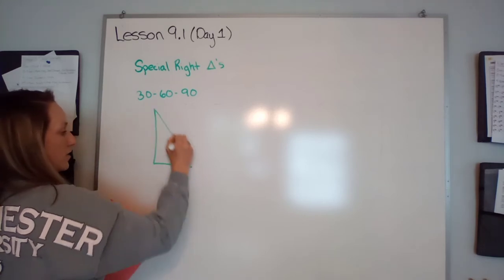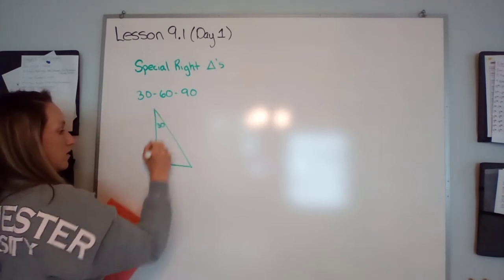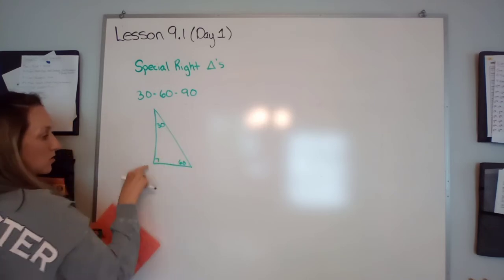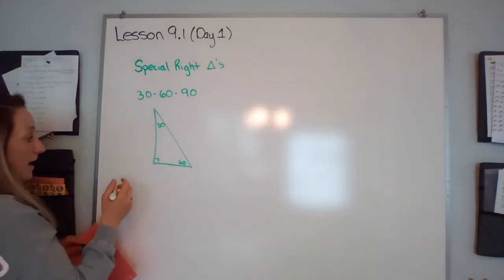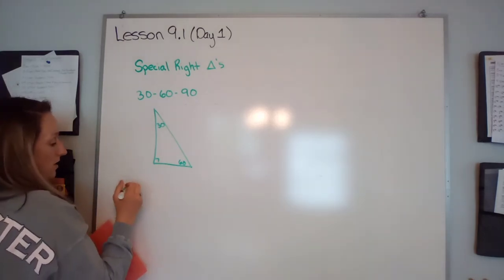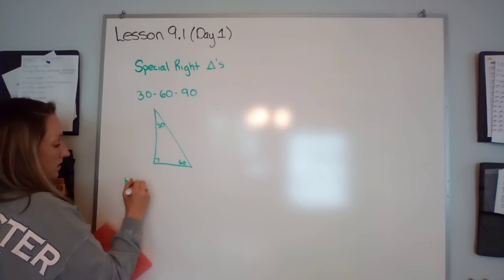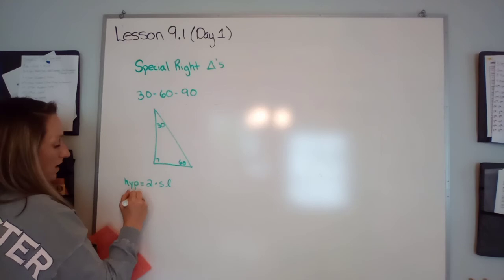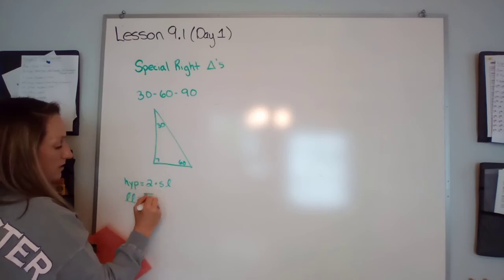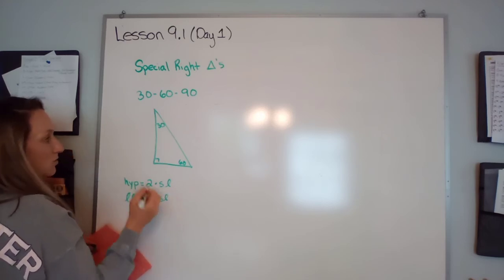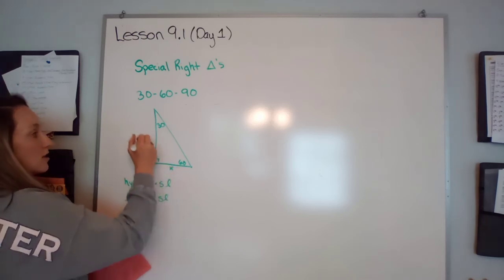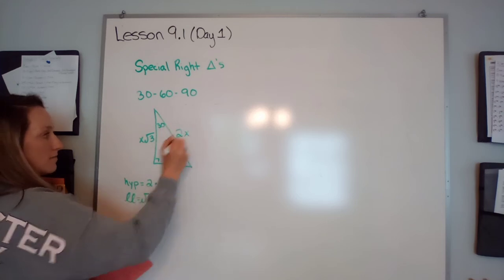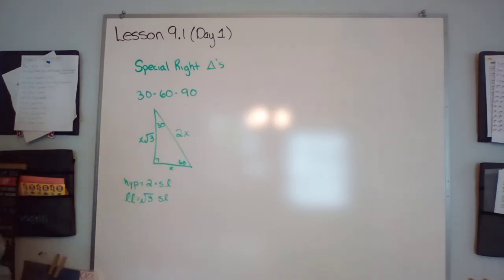where you'd have your 30-degree angle across from your smaller side, your 60-degree angle across from your longer side, and then your right angle. All right, and the 2 relationships here are that your hypotenuse is always equal to 2 times your shorter leg, and your long leg is equal to root 3 times your shorter leg. So you would label the short leg x, the long leg x root 3, and your hypotenuse 2x. Hopefully you're remembering this from geometry.